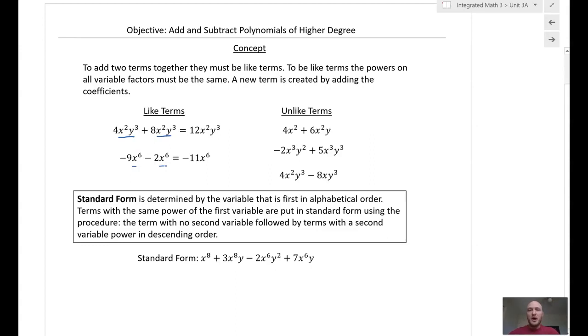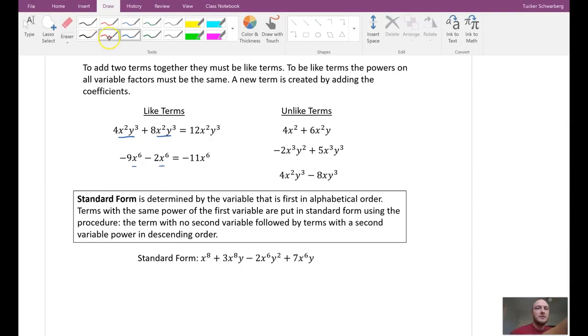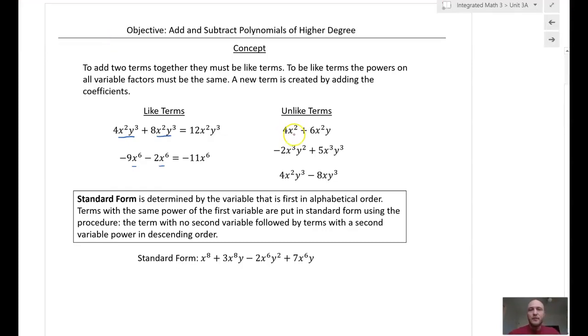Now, what are some unlike terms, or non-like terms? I'm going to switch my pen here. I have 4x squared plus 6x squared y. This does not have a y, so it's not a like term. Next I have negative 2x cubed y squared. I also have an x cubed, but notice the y is a power of 3, so they're not like terms. Both variables have to have the same exact power.